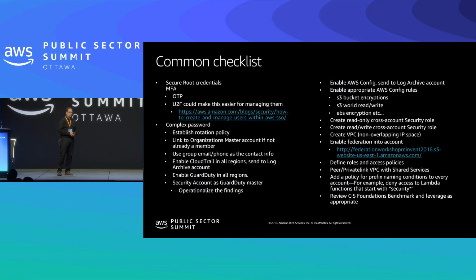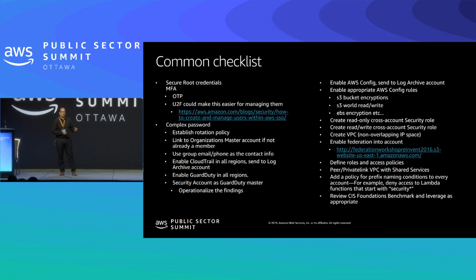Common checklists. We always want to ensure we lock down the root credentials of those AWS accounts. Having complex passwords. Being able to enable CloudTrail in all regions and have that sending logs in every single account that you create. You want to enable GuardDuty in all the regions. Set up a security account as the GuardDuty master and then have all the other accounts send their findings into that one location. Enabling AWS Config to be able to track configuration changes. So we have a common checklist here that you may want to go through and do for every single account that you create.